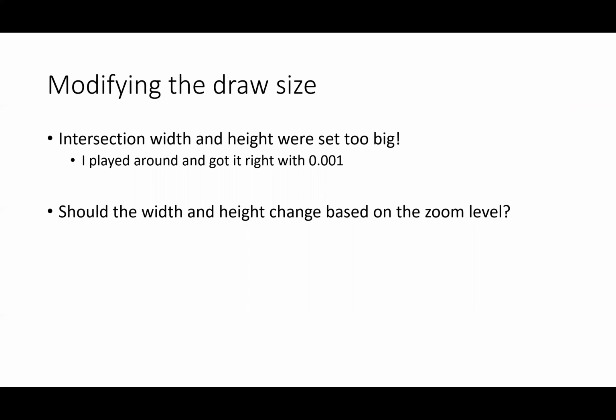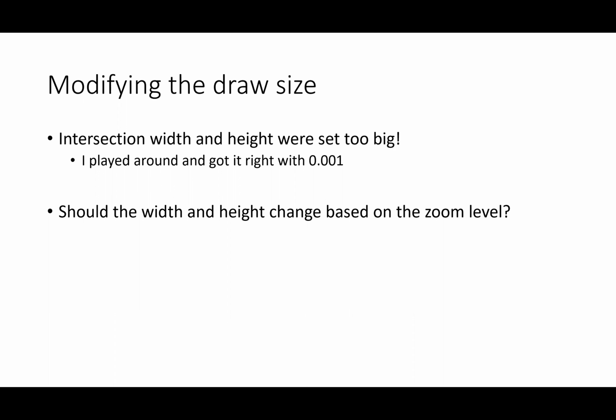So if you play around with it, and I did, you find that if you set the width and height to about 0.001, so a thousandth of a line of latitude, a thousandth of a line of longitude, that is more appropriate. The intersections now don't draw on top of each other. Should I change this based on the zoom level?